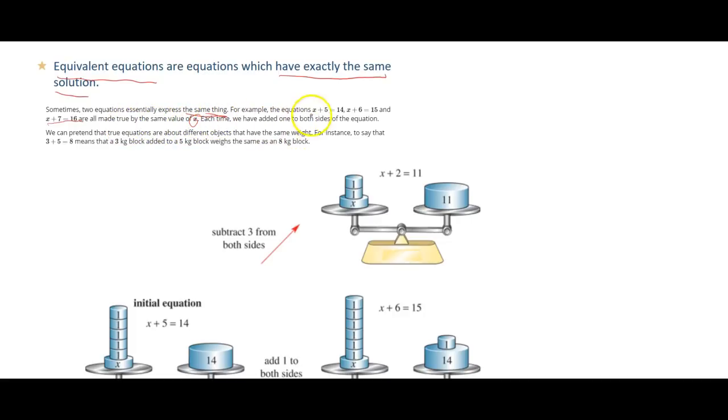All we've done is added 1 to both sides of the equation. So here we have x + 5 = 14. I've added 1 to the LHS and I've added 1 to the RHS, and then I have x + 6 = 15. Again, I add 1 to the LHS and 1 to the RHS, and I get x + 7 = 16. So I've still got the same value for x. I've just done different things to that equation from there.